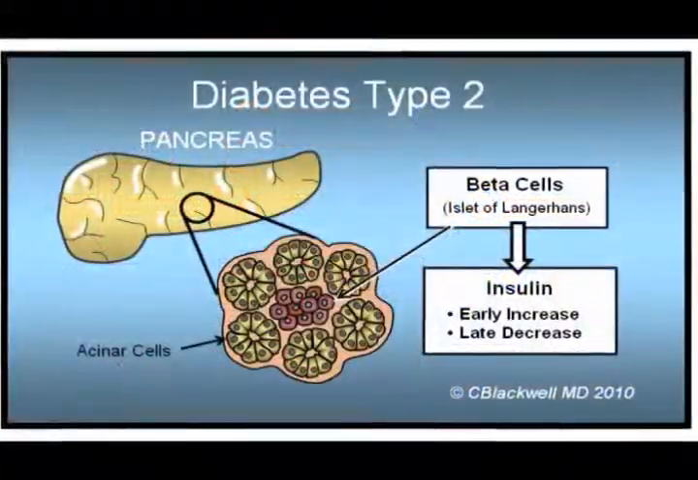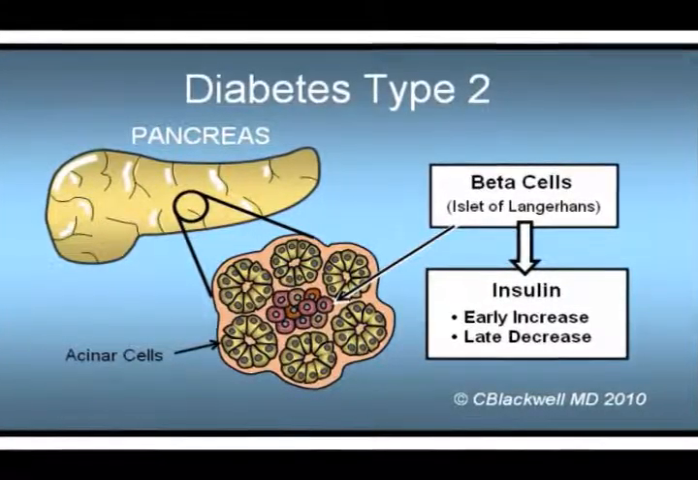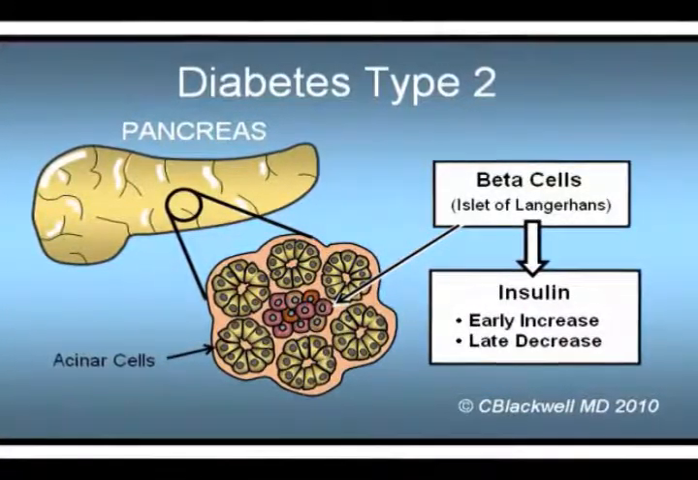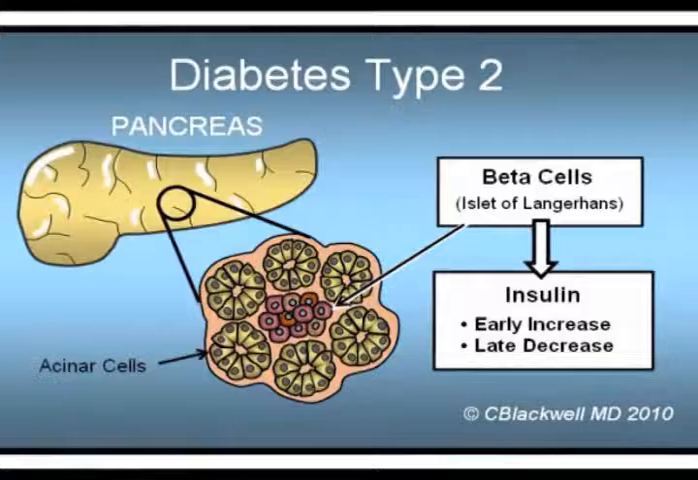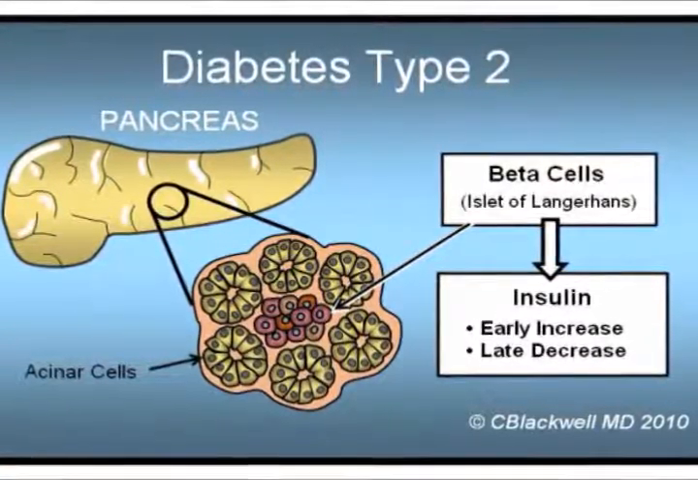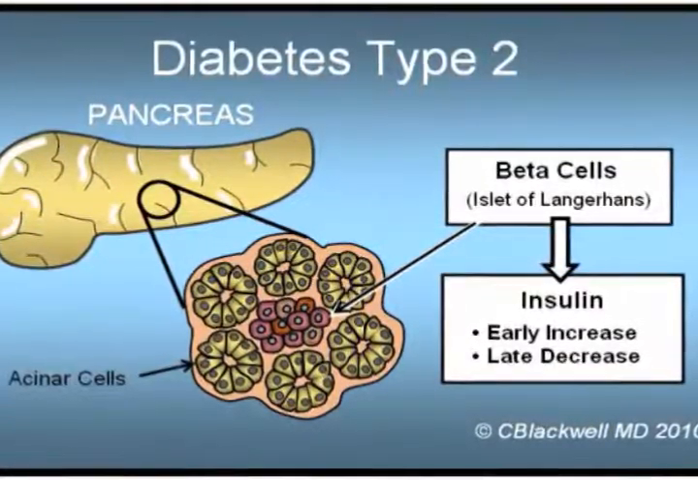Early in type 2 diabetes, the insulin-producing cells may work harder to produce more insulin than normal. Eventually, those cells may become burned out, and the production of insulin drops, requiring use of supplemental insulin.